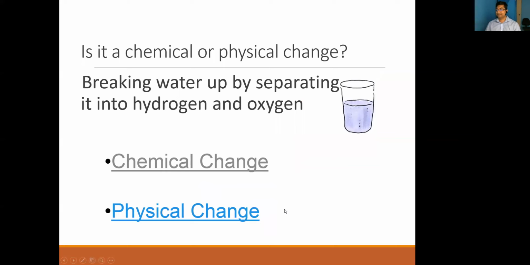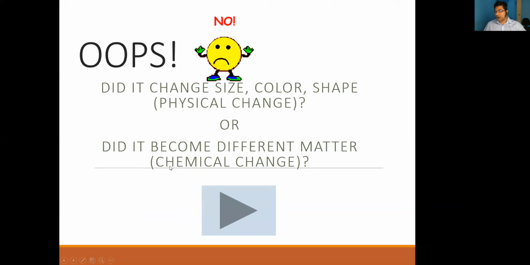Okay. Now tell me. Breaking water up by separating it into hydrogen and oxygen. You know water is H2O, right? So hydrogen and oxygen. Now you are breaking the water by electrolysis. We'll do this experiment in our senior year, if we have the opportunity. Now we will get hydrogen atoms and oxygen gas. Now tell me, is it a chemical change or physical change? Chemical, because it's a reaction, right? Let's check. Chemical change. No. Why? Did it change into a different matter?